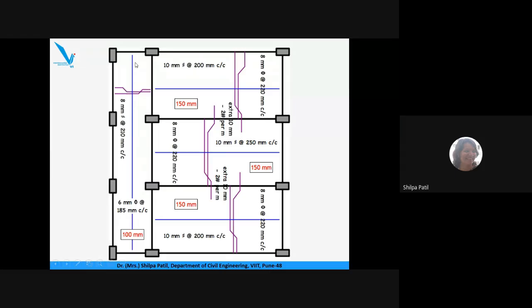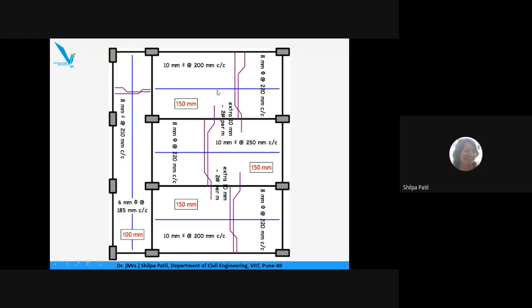The blue color line represents the distribution steel, and its description is written perpendicular to the distribution steel. Okay, so it is a 6 mm bar at 185 mm center to center. And the thickness of this entire slab is 100 mm overall depth. It is written in a box. Okay, so in this fashion, we have to give the details of all slabs.